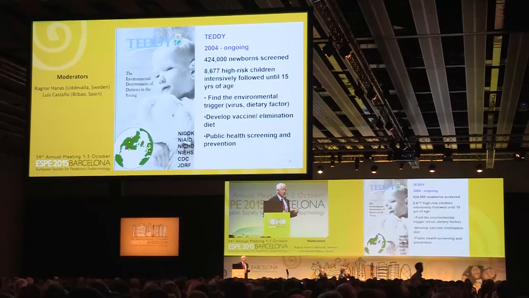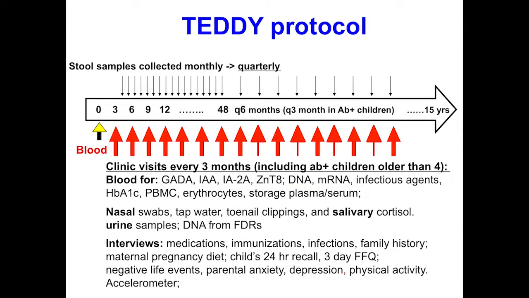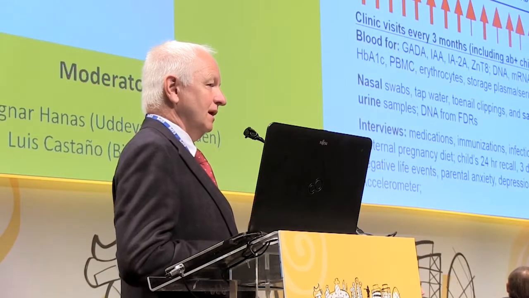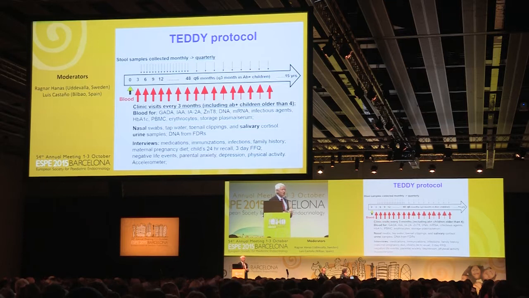TEDDY is another large prospective study, international, involving Sweden, Finland, Germany, and the United States. We've screened almost 500,000 kids to find about 8,000 of those with high-risk HLA genes, and to follow them from birth for a number of infections and changes in diet, pretty much drawing blood from those kids every 3 months. An incredible commitment on part of the families, and now some of those kids are already 10, 12 years old, on the part of those kids as well to help science.